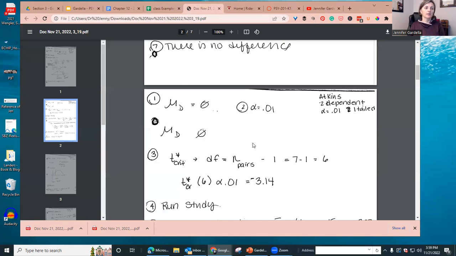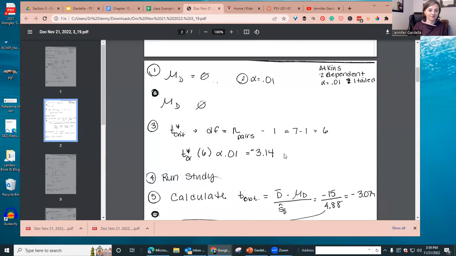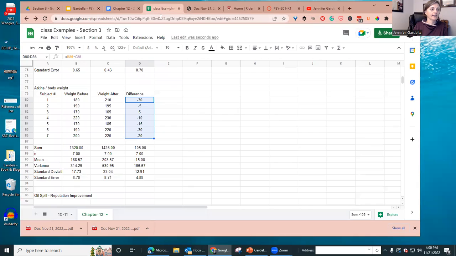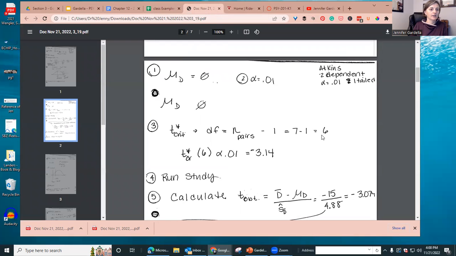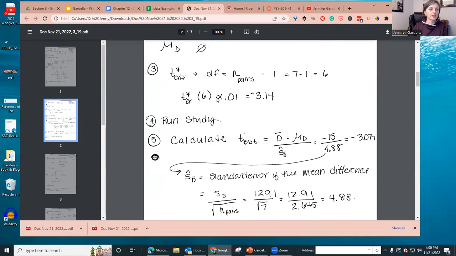Let's go for it. So I'm running this as a 0.01 one-tail test. This should be less than. Sorry about that. So T critical is degrees of freedom, n minus the number of pairs, minus 1. 7 minus 1. Again, where did I get that from? We have 7 pairs. So we have 6. So our T critical at 6 degrees of freedom at 0.01 equals negative 3.14.